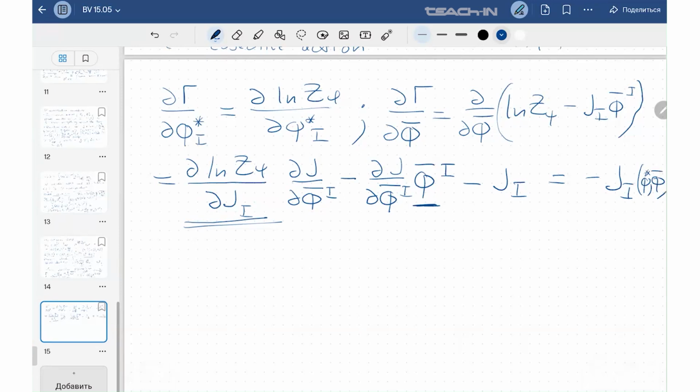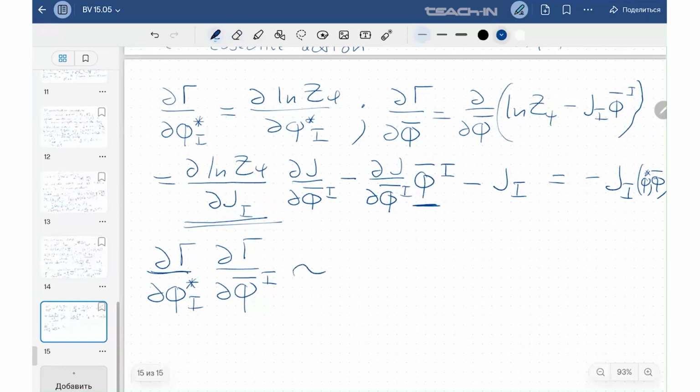Now we have the following observation: if we write dΓ, I'm not very careful with sign factors. It can be a good exercise to make them right. Otherwise, if I do everything right here, it will take a bit longer, and we don't have much time. So dΓ over dφ*_I, dΓ over dφ̄_I is of course proportional, again let me be sloppy with coefficients, to what? We get j_I, and from here we get this derivative, which in turn is proportional to just dZ_ψ over dφ*_I. And these are the Ward identities.